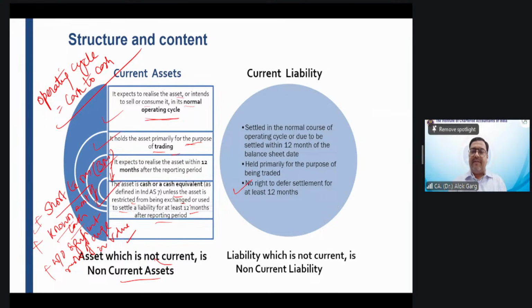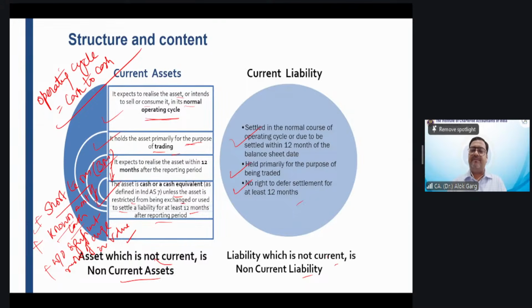Okay, friends, so now coming to the current liability. If a liability is settled in the normal course of the operating cycle or is due to be settled within 12 months of the balance sheet date, it is known as a current liability. Or the liability is held primarily for the purpose of being traded. The company has issued debentures and the debentures are getting traded. Or there is no right to defer settlement for at least 12 months. So these are the examples of current liability. Any liability which is not current is a non-current liability.